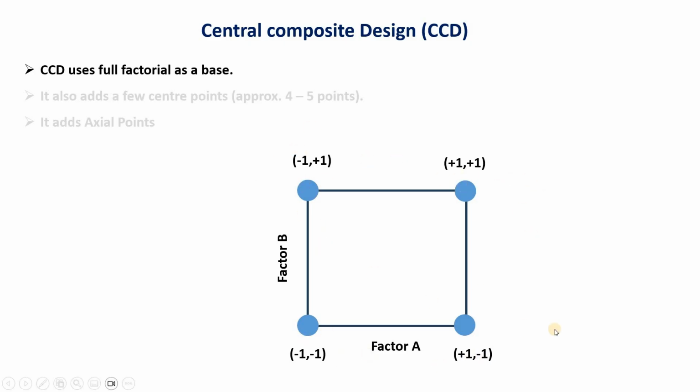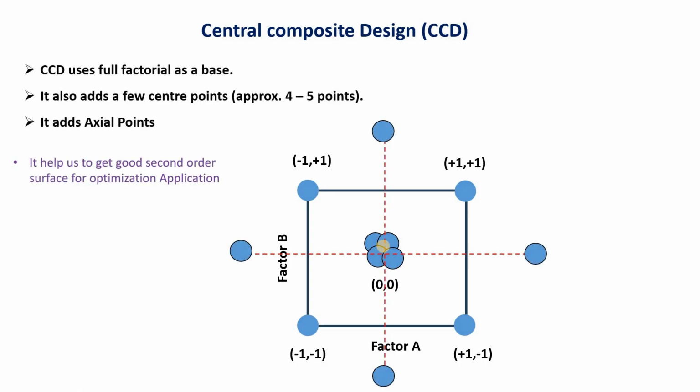So this is the design of a 2 factor full factorial design. If we add the center points, suppose here we have added 4 center points, they should overlap, but for your visualization I have kept it like this. So it has the full factorial, and now it also has the 4 center points. Now if we add the axial points, this is called an axial point. Each factor will have 2 points. So it helps us get a good second order surface for optimization application, right?